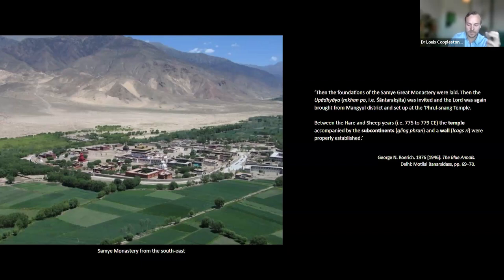It's worth noting here that the Blue Annals, a history of Tibet written by a monk in the 15th century, describes Samye Monastery in terms of a temple surrounded by islands or subcontinents. The word here, Lingchen, is ambiguous in being used to refer by analogy to parts surrounding a center, but more specifically to the continents in the Indic cosmos that surround the central axis Mount Sumeru.